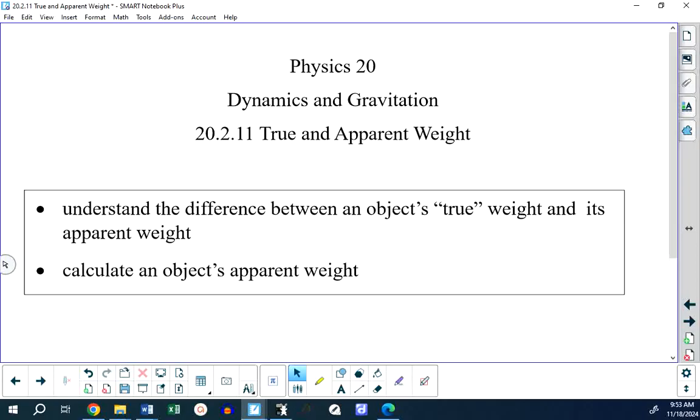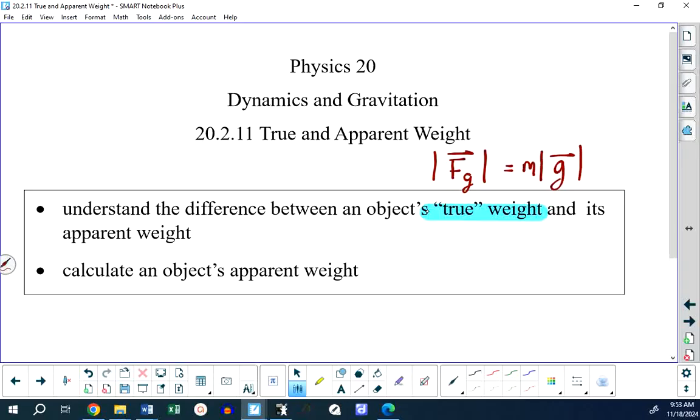And true weight, we talked about this on that last day, is really just the force due to gravity acting on you in the gravitational field. And I'm going to assume that we're always talking about Earth, okay? In which case the gravitational field strength would be 9.81 newtons per kilogram.